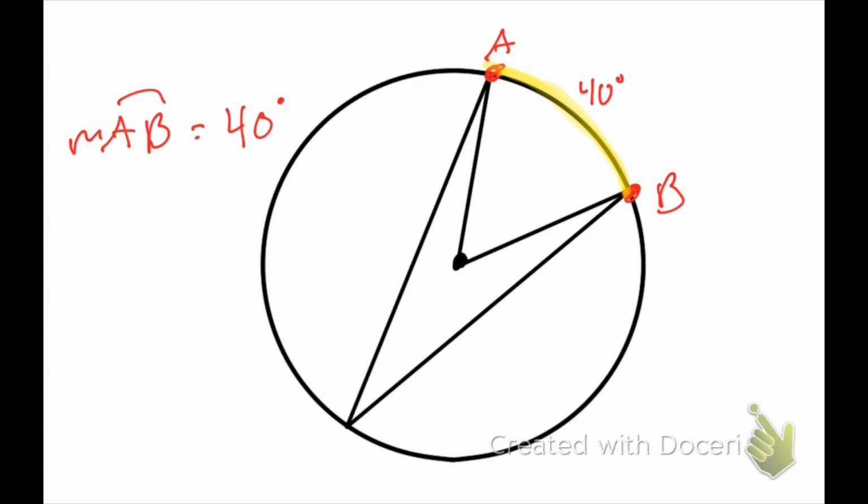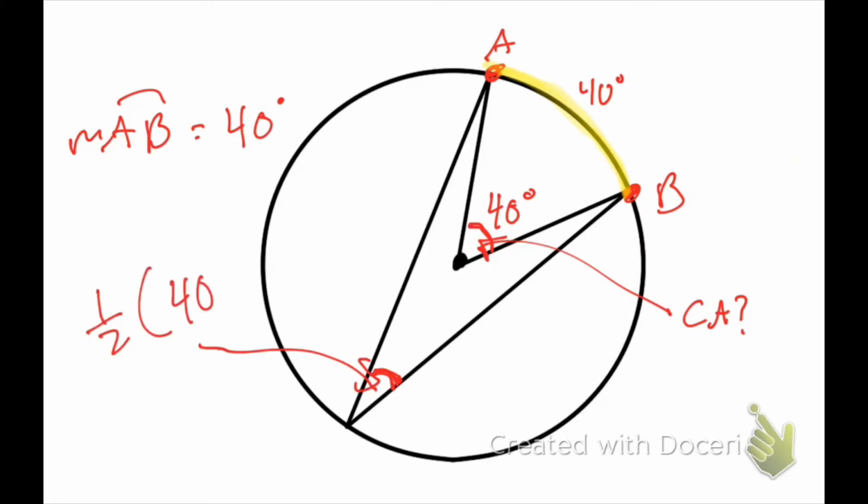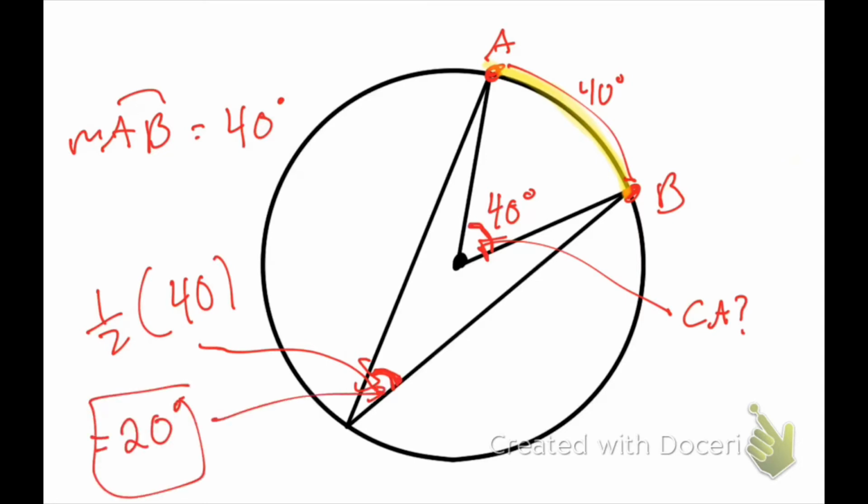Well, what would be the central angle here? Remember, that is my central angle. What's the measurement of the central angle? Hopefully remember that it's the same. It would also be 40 degrees. So the relationship between the central angle and the intercepted arc is that they're equal. Well, the inscribed angle, this angle down here, is going to be half the arc measurement. So it's going to be 20 degrees.